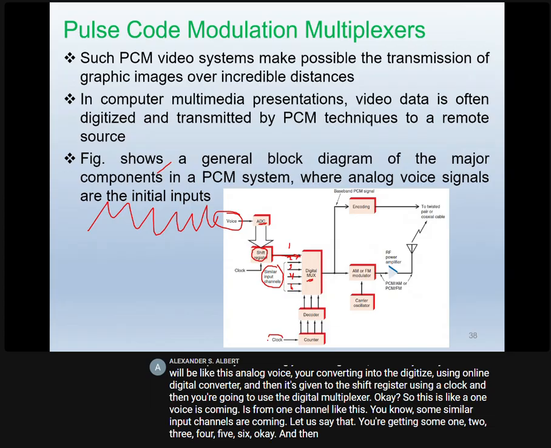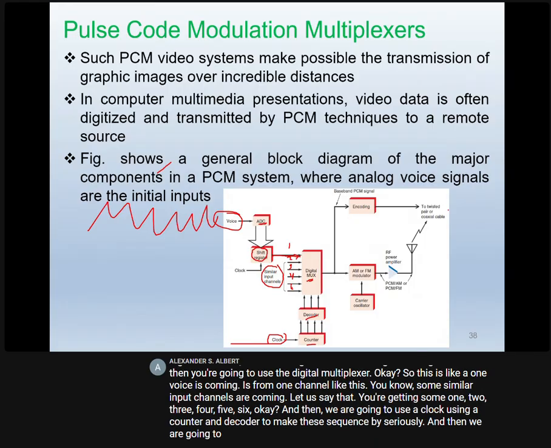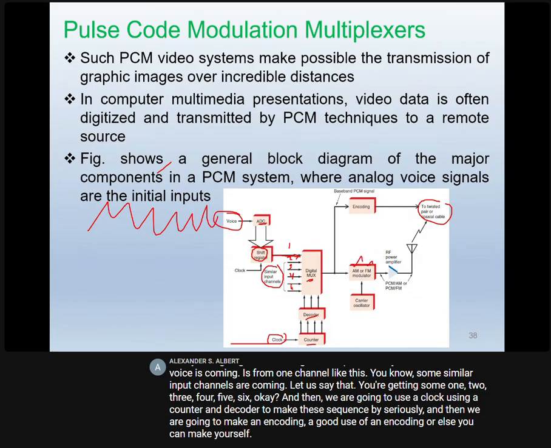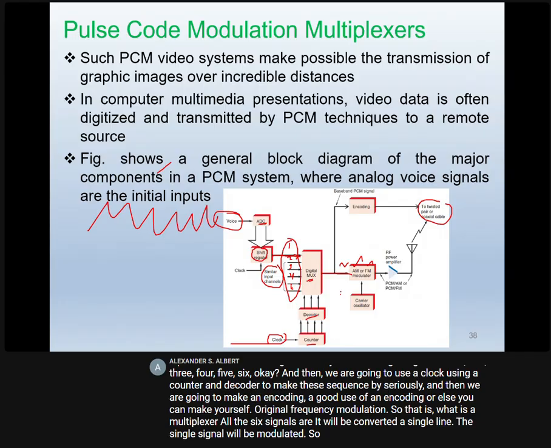Then we are going to use a clock, using a counter and decoder, to make this sequence serially, and then we are going to make an encoding. Either you can make use of an encoding, or else you can make use of amplitude modulation or frequency modulation. So that is what a multiplexer is. All the six signals will be converted to a single line. The single signal will be modulated, so it will have a carrier. So both the signals are modulated.